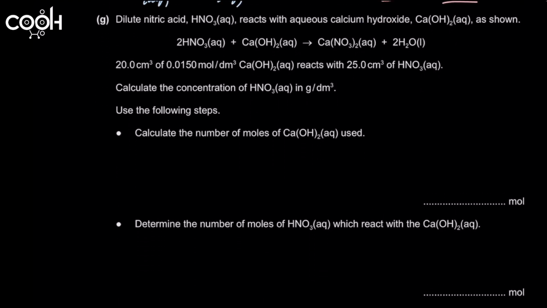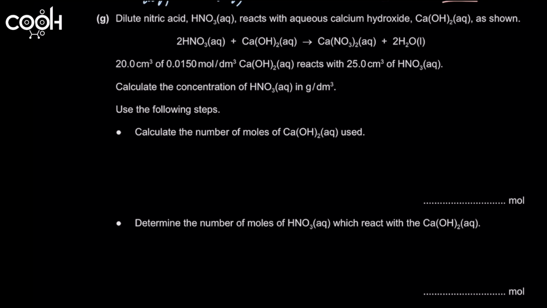Okay, it says dilute nitric acid reacts with this. It's basically a titration reaction. That's great, amazing. It says use the following, calculate the concentration of HNO3, and you're given a known concentration. So titration is going to take place, finding the concentration of an unknown solution with the help of a known solution. See, it's very easy. We're going to use n = CV to find the number of moles of calcium hydroxide.